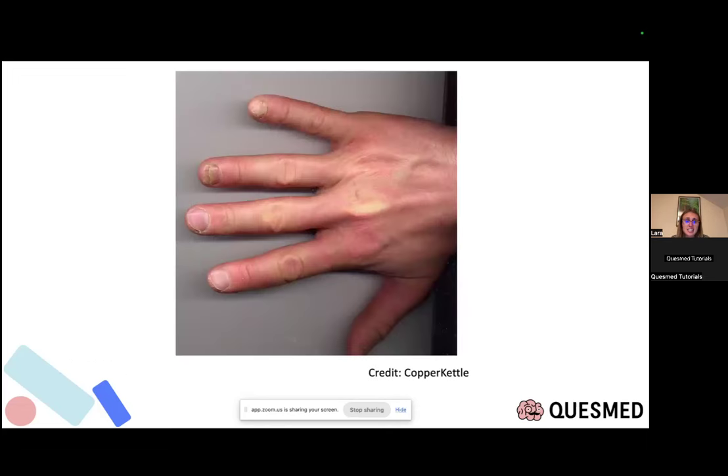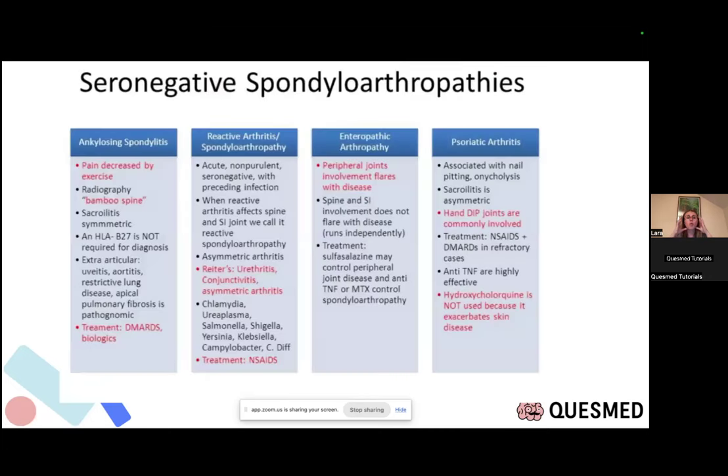So this is onycholysis, and I'll show you here. These nail changes here, that's what it's talking about. You basically have falling apart of the nails. What you can see as well, and I've seen before, is pitting. You get really tiny little dots at the end of the nails, usually the distal bit of the nail bed. That is pitting that's also associated with psoriatic arthropathy. So what we've done here is had a bit of a whistle-stop tour of your seronegative spondyloarthropathies.